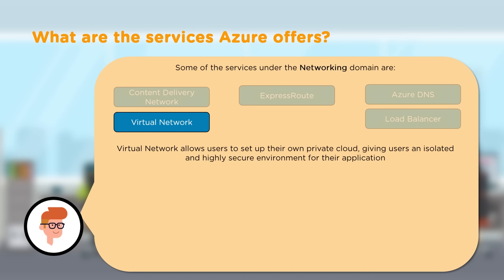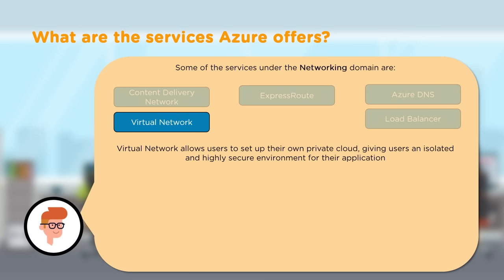Right, next in the list in networking services is virtual network. I'm sure this is going to be very interesting and I'm sure you're going to like it. So virtual networking in Azure allows us to set up our own private cloud in the public cloud. It gives us an isolated and highly secure environment for our applications. Let's expand on this. Azure Virtual Network helps us provision Azure virtual machines, and it helps us securely communicate with other on-premises and internet networks.